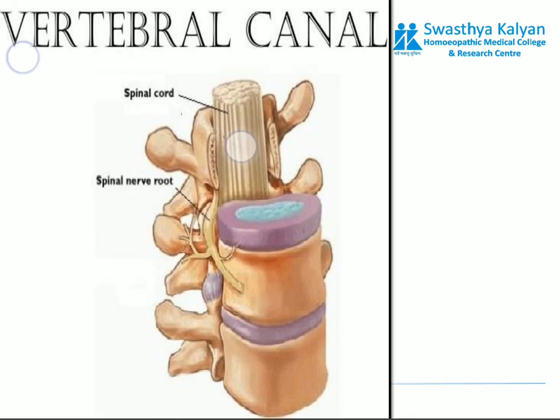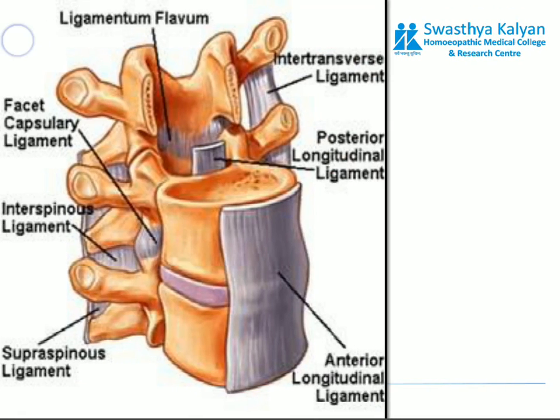One of the very important contents of this vertebral canal is the spinal cord. So the spinal cord descends through this canal. The ligaments you can see in the figure: this is the posterior longitudinal ligament and this is the ligamentum flavum. These two ligaments provide protection to the important contents of the vertebral canal, especially in the area of the intervertebral space.